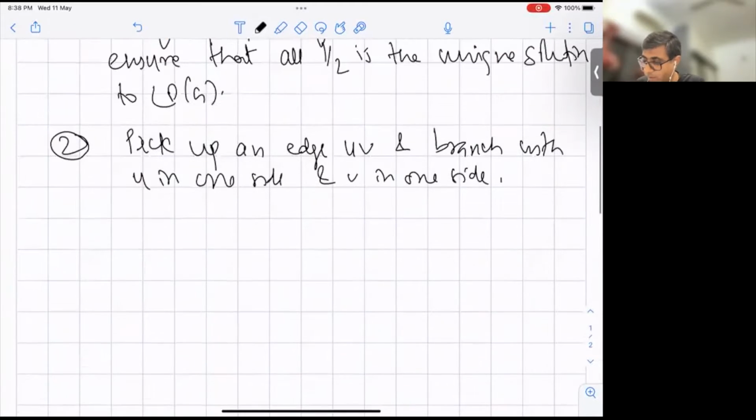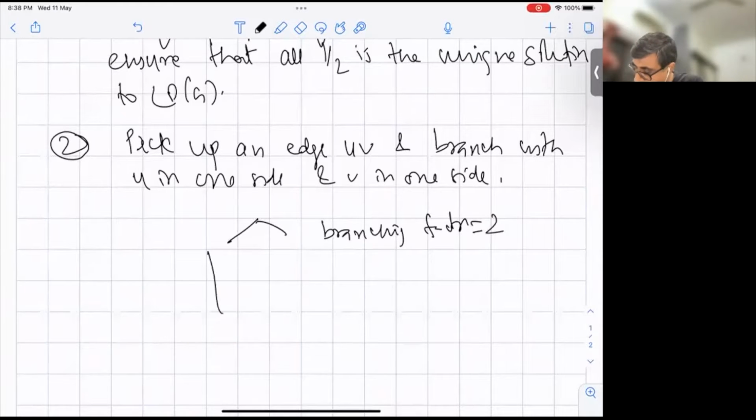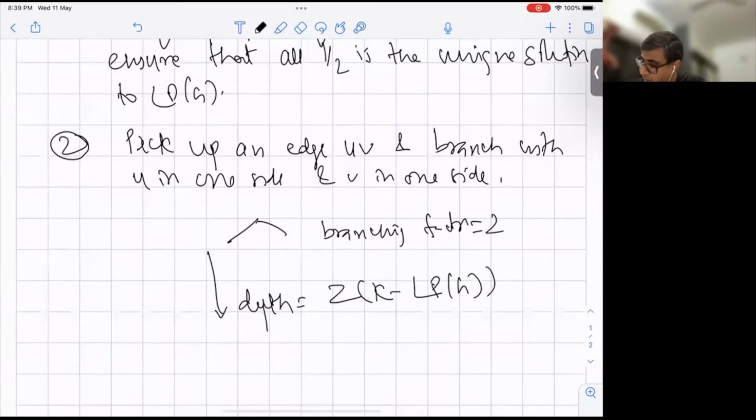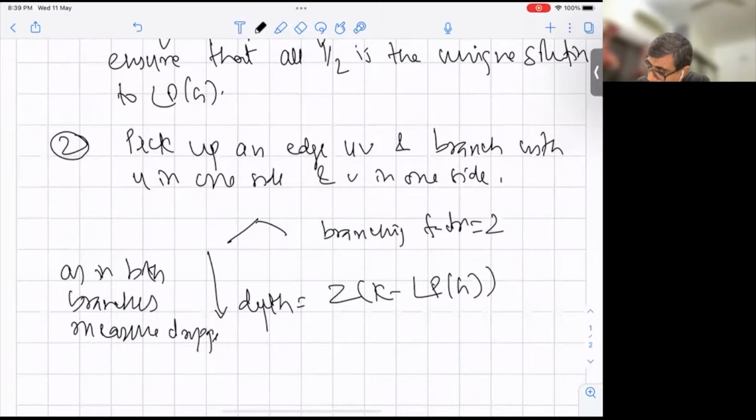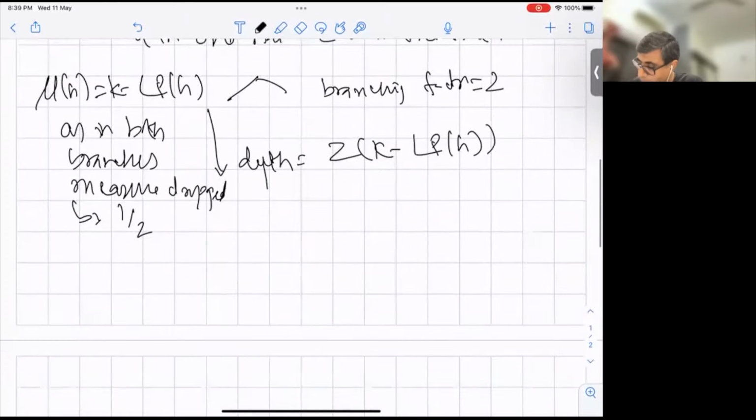Okay, and we analyzed this algorithm and saw that the branching factor is 2, and the depth was at most 2 times k minus LP of G, as in both branches the measure dropped by half. And what was the measure mu of G? Basically k minus LP of G. So this gave us the following algorithm.